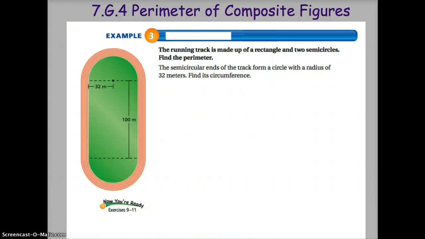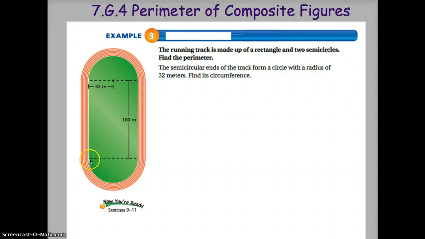Okay, teacher example 3. The running track is made up of a rectangle and 2 semicircles. Find the perimeter. So, first, the semicircle ends of the track form a circle with a radius of 32 meters. So here's 1/2, and here's 1/2. If I put just those two end pieces together, I'll end up with one giant circle. And notice I've got my radius right here.